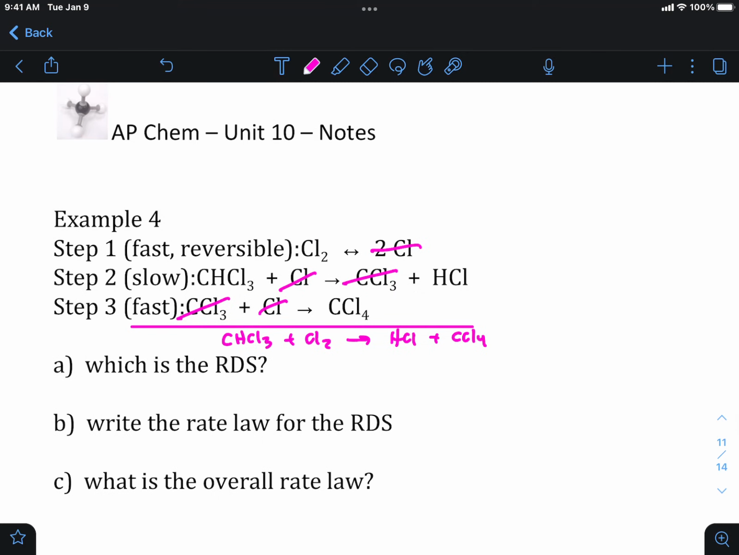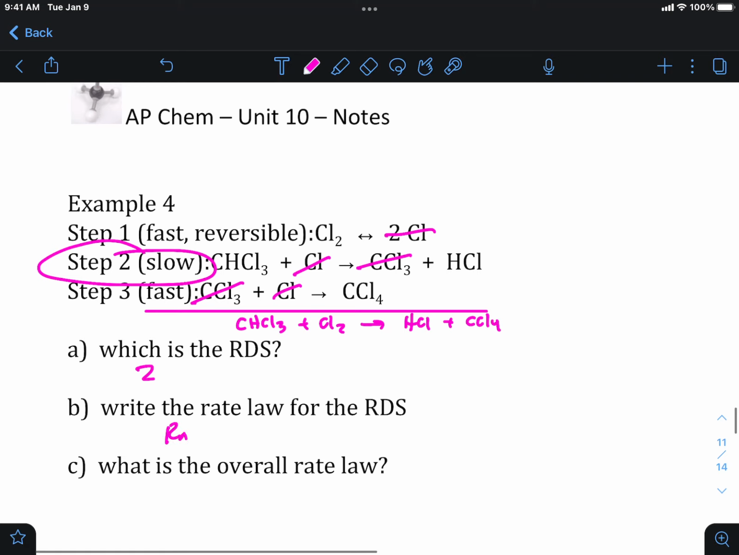Anyways, okay, what is the rate determining step? Which one? Step 2. Yeah, step 2. Slow step. Write the rate law for the rate determining step. So the rate law for the rate determining step would be rate is equal to K times CHCl3 times Cl.